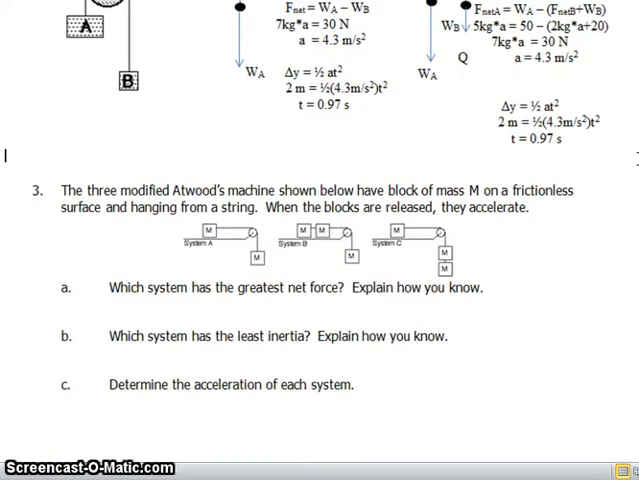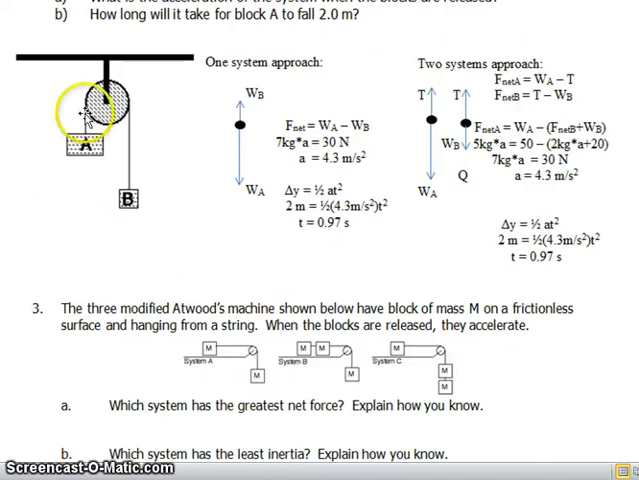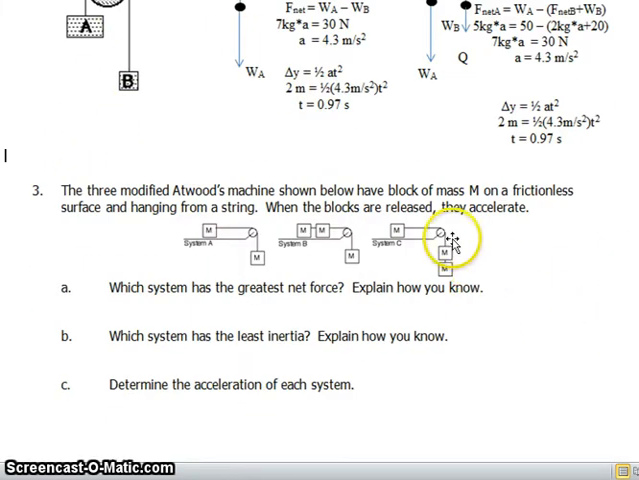Then we looked at the next problem on the next page, and this is looking at a modified Atwood's machine. Notice the Atwood's machine is actually two objects on a pulley, and one's going up, the other one's going down. This is modified Atwood because we have horizontal motion and vertical motion. Okay, the first question, which system has the greatest net force? Well, what's causing the acceleration?